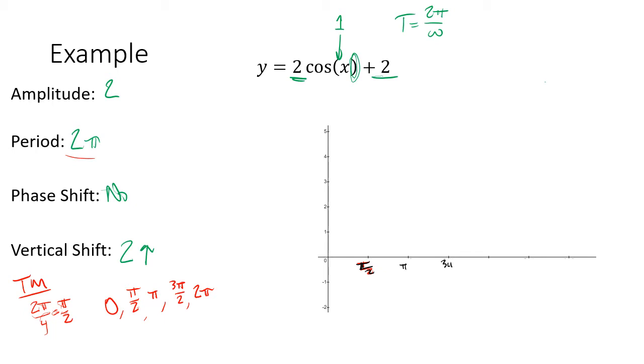This was 3 pi over 2, and this was 2 pi. We could go further, and this would obviously be 5 pi over 2, okay? And it would keep doing the same thing. Now, we shifted 2 up, so our midline on this graph is going to be right here, okay? It's going to be a horizontal line at y equals 2.